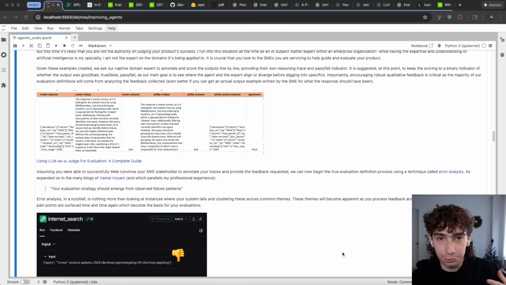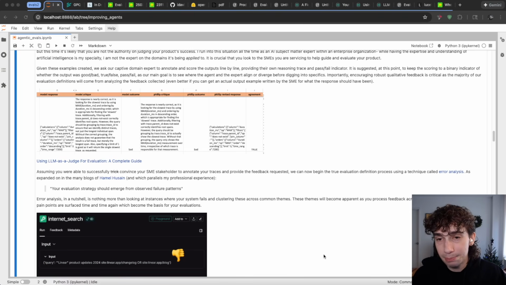So with your newfound friend, the SME in the domain that you are applying your AI application to, what you're going to do is task them with looking through these input prompts and output responses and indicating whether or not they are a pass, a fail, good or bad, acceptable or unacceptable, and then providing also some robust qualitative feedback. We're not going to do anything too crazy at this moment with various individual metrics. We really just want to see whether or not something is passing or failing, a very binary indicator.